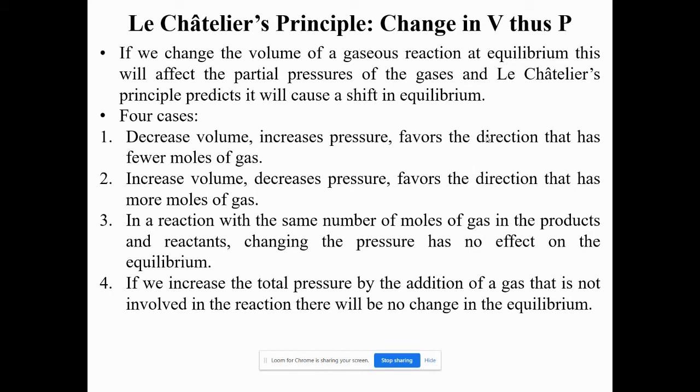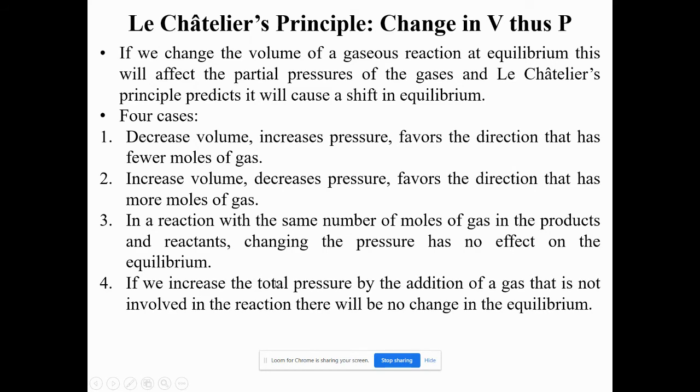Okay? Again, we'll look at an example here in a moment. Number 2: if you increase volume, pressure decreases. That favors the direction that has more moles of gas. So the side that has more moles of gas, when you increase the volume, the reaction will shift that way. Number 3, in a reaction with the same number of moles of gas in the products and reactants, changing the pressure has no effect on the equilibrium. So if they're the same on both sides, then it does not change the equilibrium.